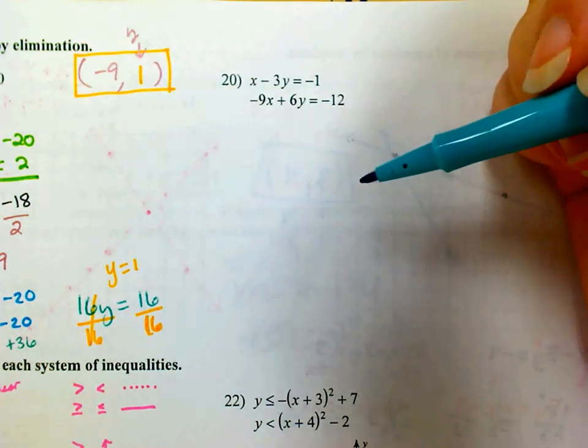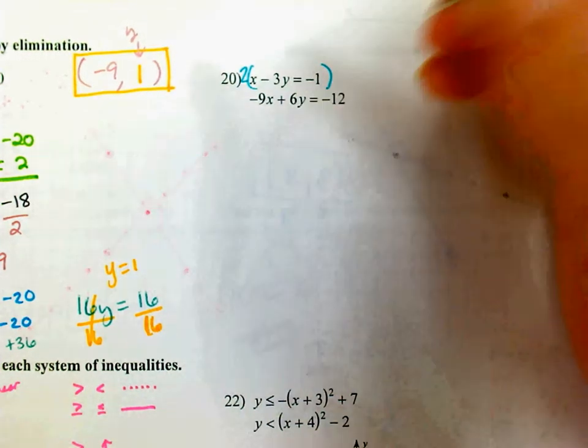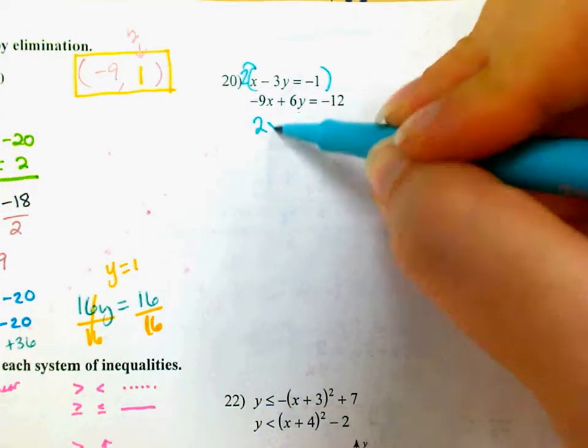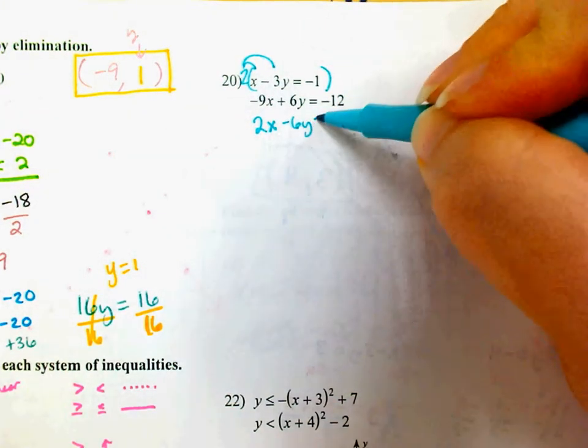Which one do you want to do? Multiply by 9 or 2? All right. So let's multiply this by 2. So I've got 2x. I'm just going to write it below the other one. Negative 6y, and 2 times negative 1 is negative 2.